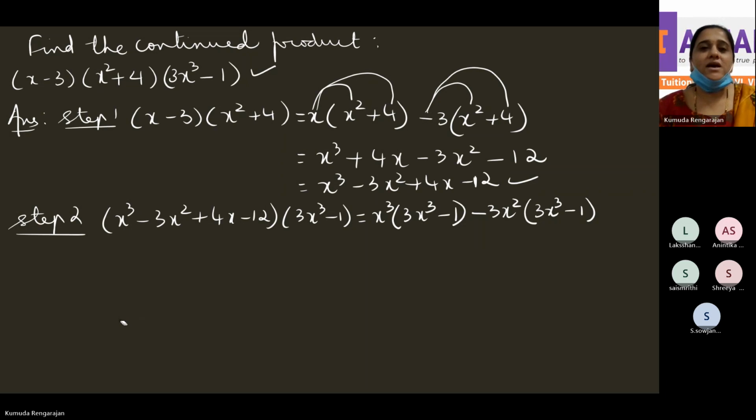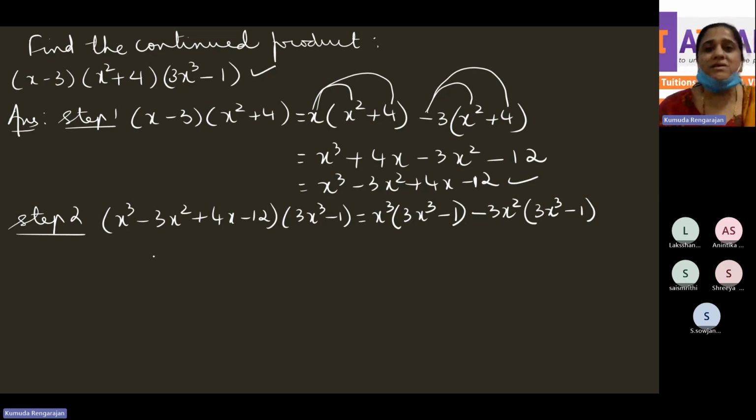You need to multiply every term in the first bracket with the second bracket. That's all it is. That's the rule. So, which is the first term in the first bracket? x cubed. Multiply that with the second bracket, 3x cubed minus 1. Now come back to the first bracket, the second term is minus 3x squared. Multiply that with the second bracket, 3x cubed minus 1.